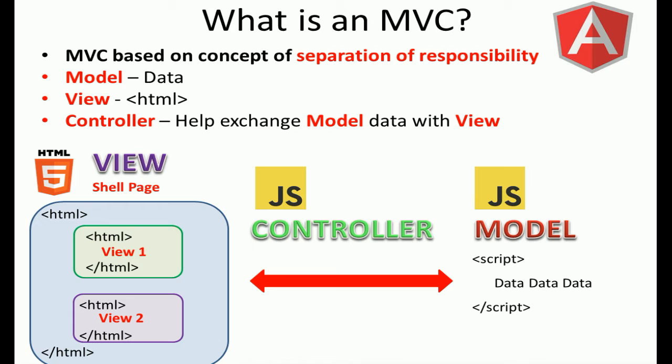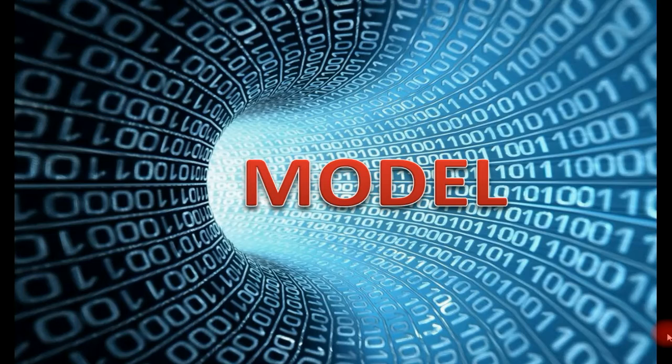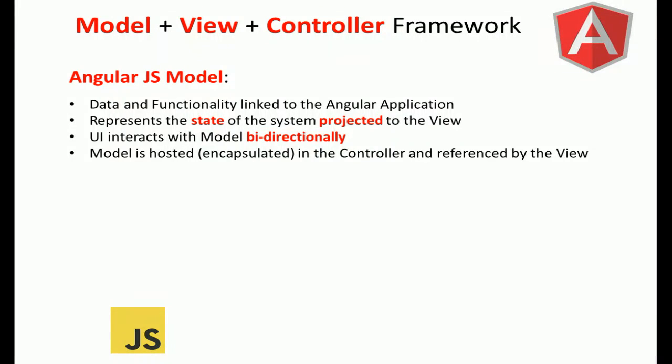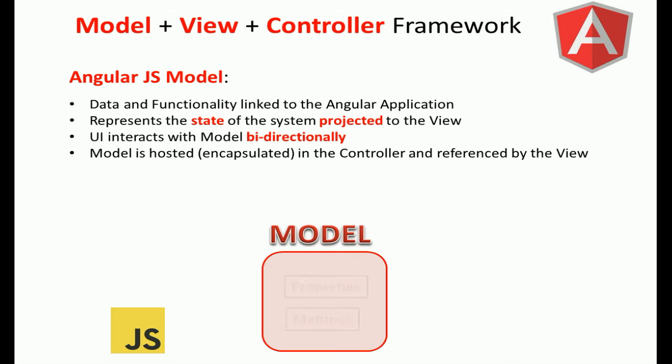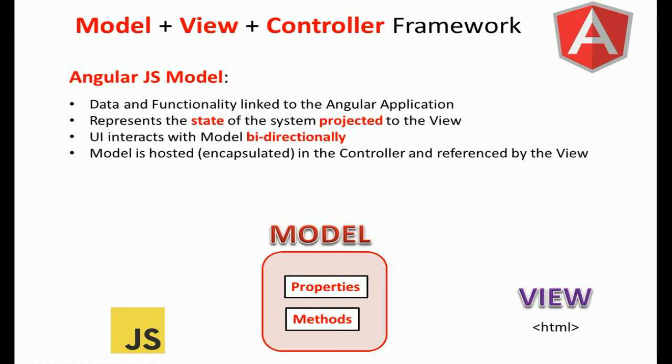One topic not addressed in this slide is the Angular scope object. I will introduce you to this object shortly, as it is an Angular specific topic. We will look at each MVC component individually, starting with the model. The model hosts all data, properties, and methods that are linked to the Angular application, and represents the state of the system that is projected to the view.